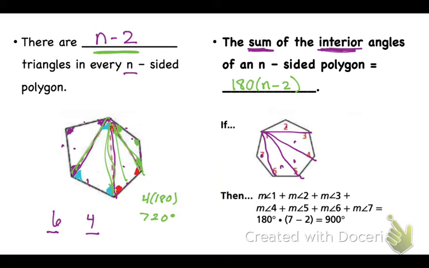So your example says there's how many sides? 1, 2, 3, 4, 5, 6, 7. So if there's 7 sides, how many triangles does there have to be? 5. And if there's 5 triangles times 180, how many degrees is that? 900. Make sense? Okay, questions?